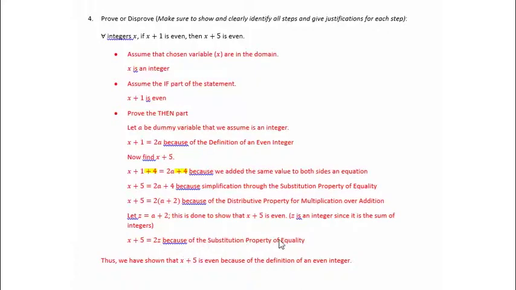Because of the substitution property for equality, I can get that. And now I've shown by the definition of an even integer that x plus 5 is even when x plus 1 is even.